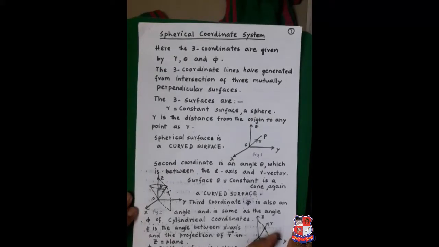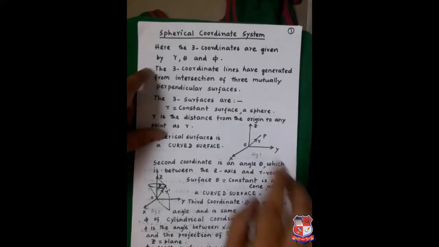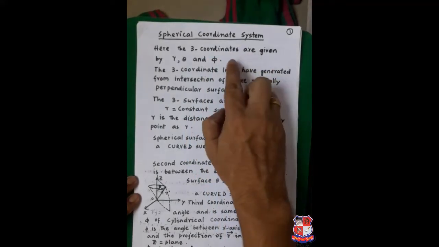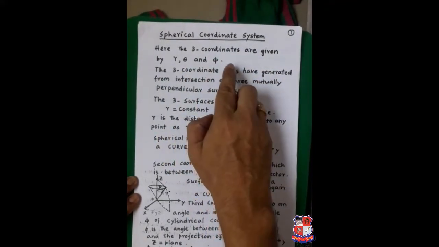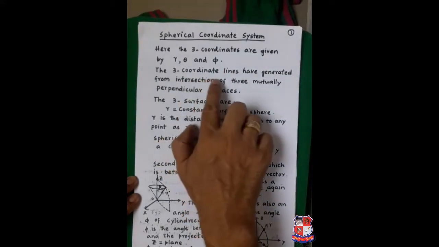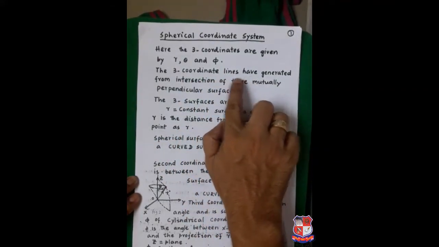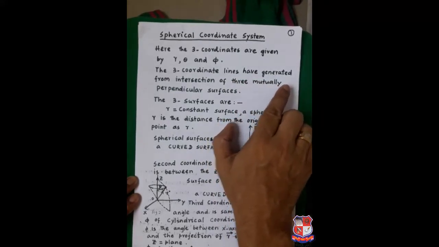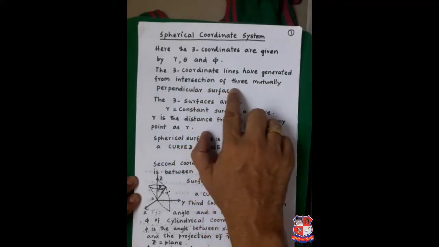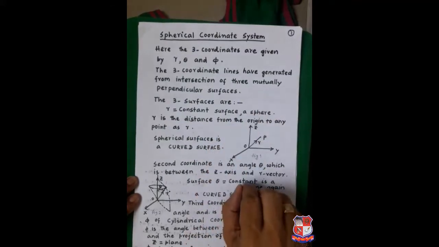Welcome students to my video lecture. Today we'll discuss the spherical coordinate system. Here, in the spherical coordinate system, there are 3 coordinates: r, theta and phi. The 3 coordinate lines are generated from the intersection of 3 mutually perpendicular surfaces.